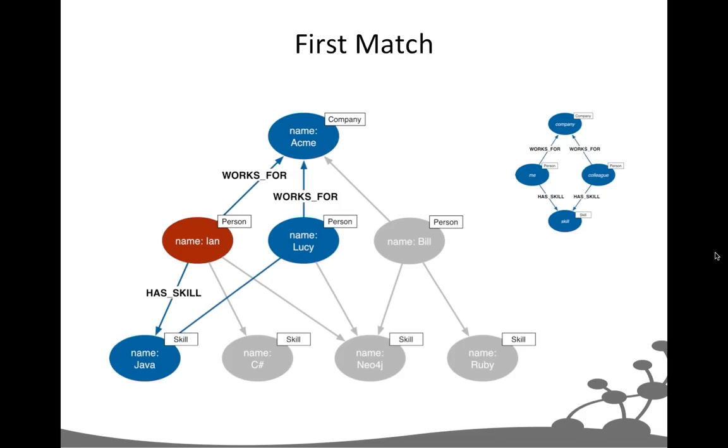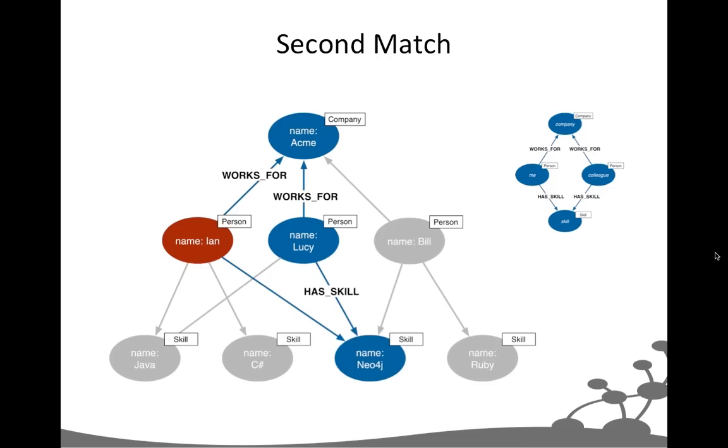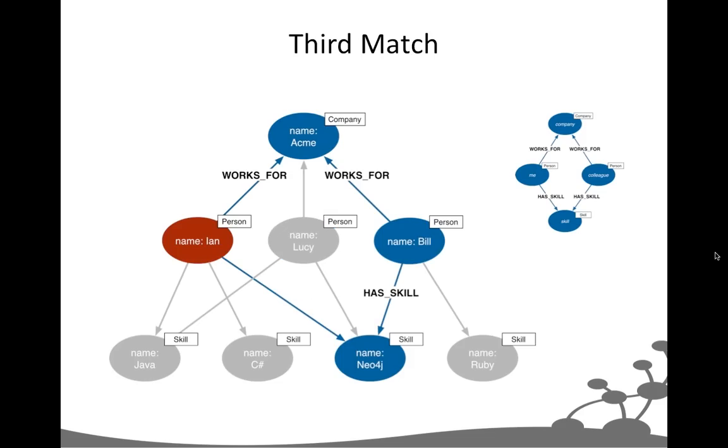So if we imagine how this would actually execute against our little sample or toy graph, well, there on the right-hand side of the screen, you can see the pattern that we're looking to match. If we actually execute the query against our sample graph, well, here's our first match. Ian works for Acme, has the skill Java. Lucy works for Acme and has the same skill. Here's our second match, second occurrence. And again, it's based around Lucy. Both work for Acme, but this time we both have Neo4j in common. And then the third match, Ian and Bill, they both work for Acme. Ian and Bill both have the skill Neo4j. Okay.